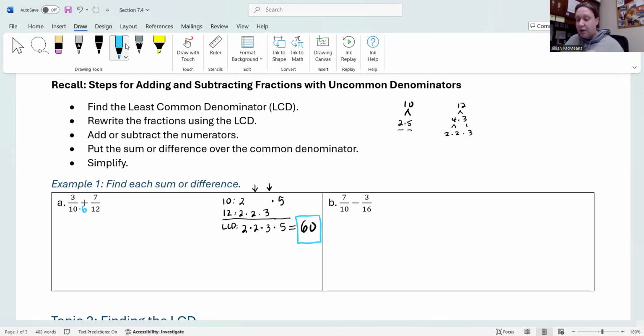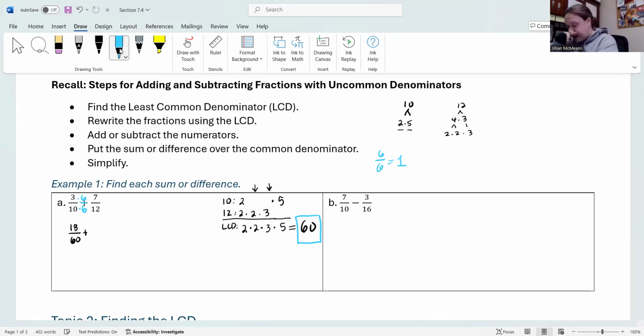I have to multiply the numerator by 6 as well, because what I'm really doing is multiplying by 6 over 6, but 6 over 6 is really just equal to 1. So technically, I'm multiplying this first fraction by a weird form of 1. I'm not changing its value, I'm simply changing its appearance. So my first fraction becomes 18 over 60.